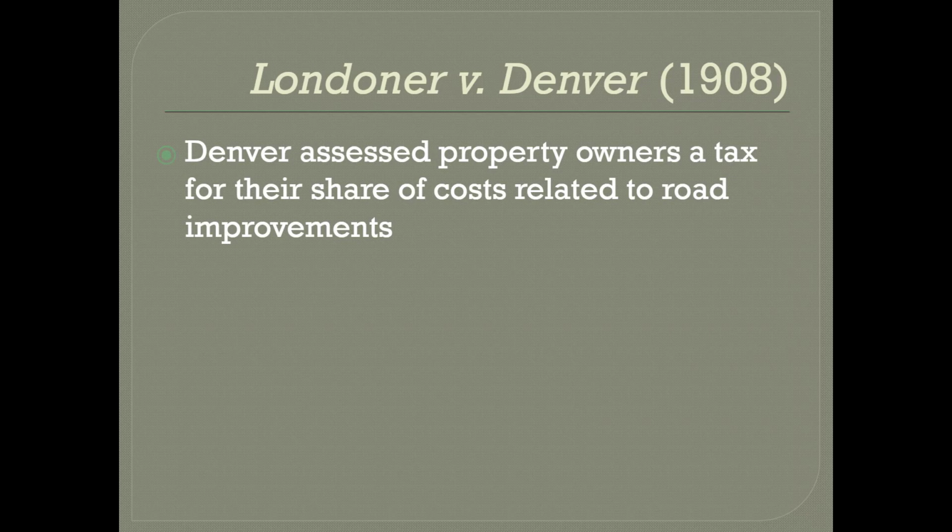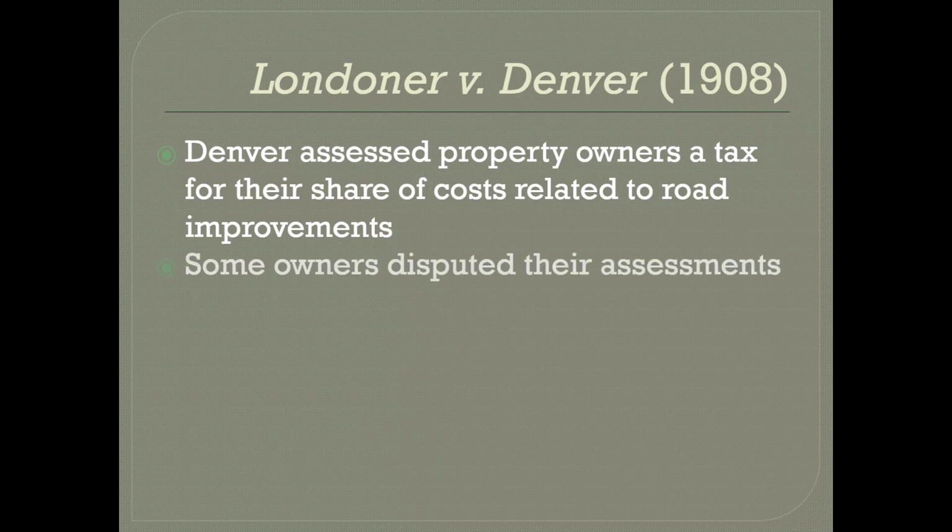In this particular case, the city of Denver had engaged on a road improvements project. And the idea was that individuals who lived on or near these roads were going to benefit more than those who did not. And so property owners in Denver were assessed a property tax. And it was based on a complicated assessment formula and whatnot, but everybody was assessed their share of the costs related to road improvements. Some owners disputed their assessments.